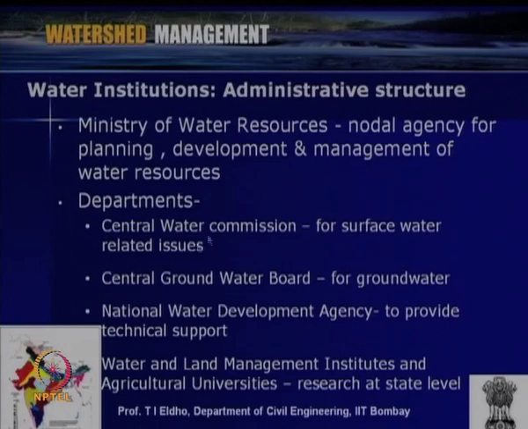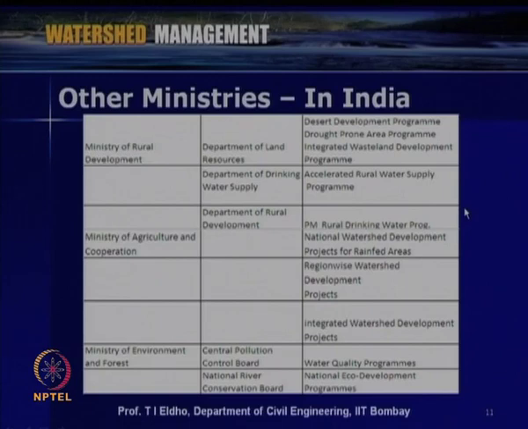And then also there are various institutions like Water and Land Management Institutes in various states, various agricultural universities, and various water related departments in states and union territories for research and developmental issues as far as water related issues are concerned. So, these are the details as far as the administrative structure is concerned.